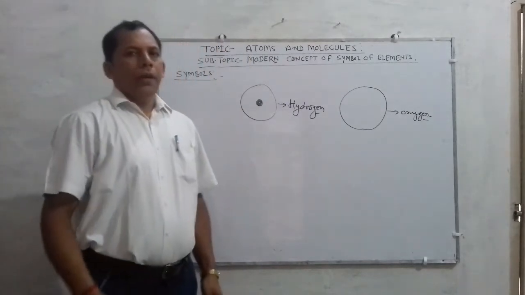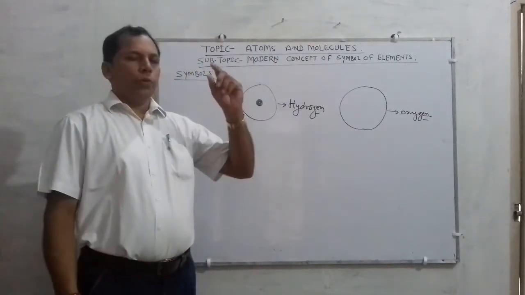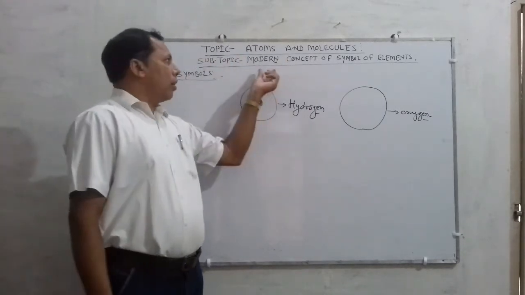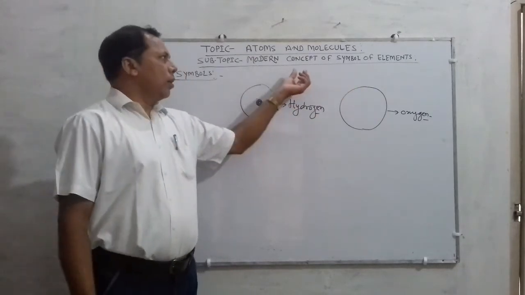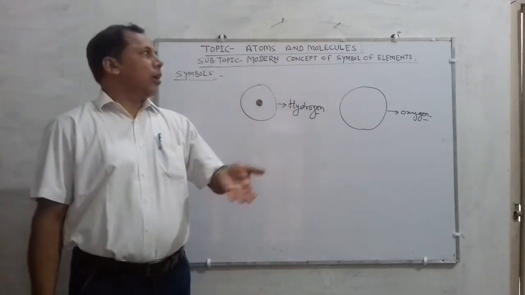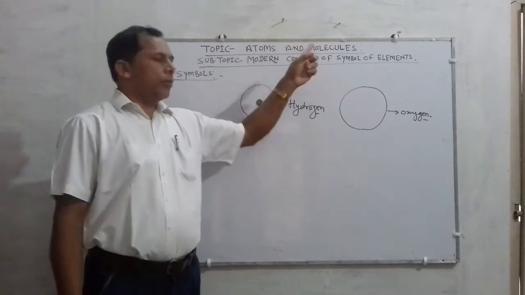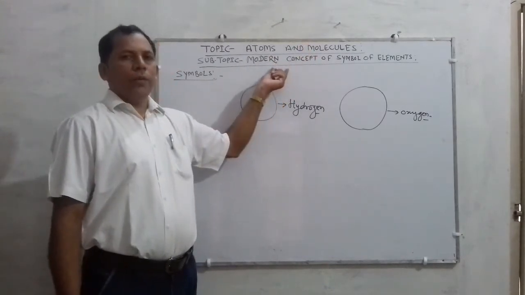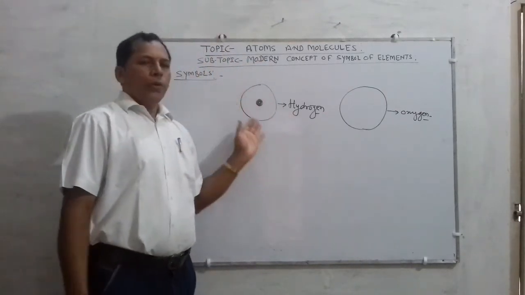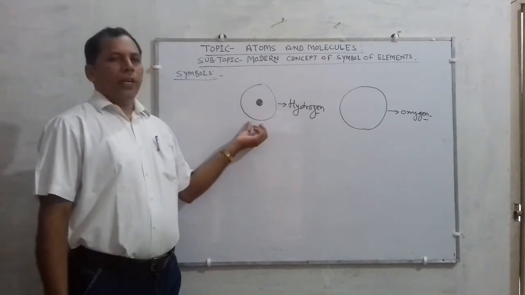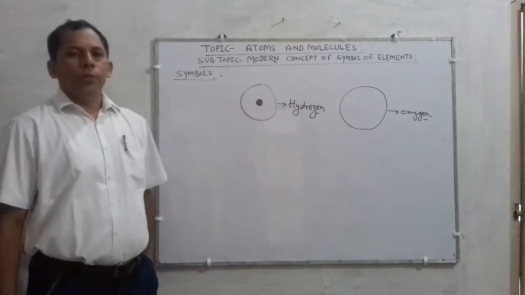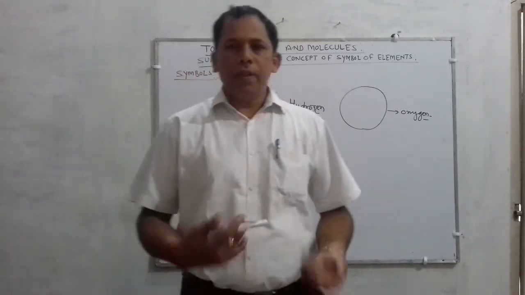But in today's video lecture, we are going to study a very important point, that is, the modern concept of symbols of elements, or the notation of symbols of elements based on IUPAC recommendation, concerned with the topic atoms and molecules. These are the basic things we have to keep in mind. Then you will be in a position to know how the symbols of the elements are written according to the modern concept, or IUPAC recommendation.